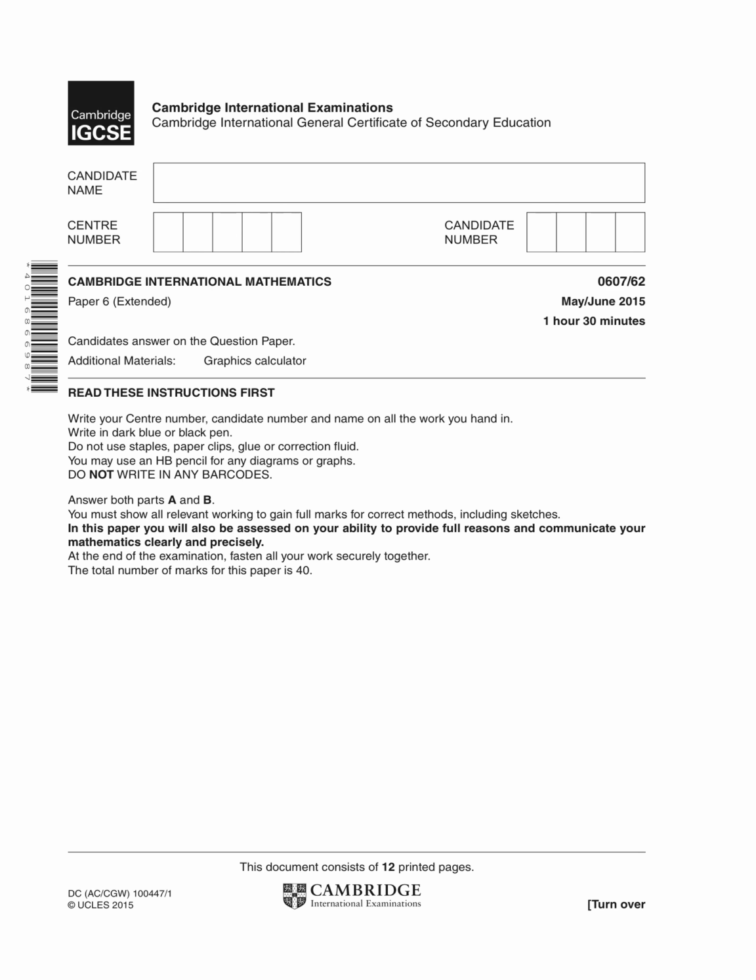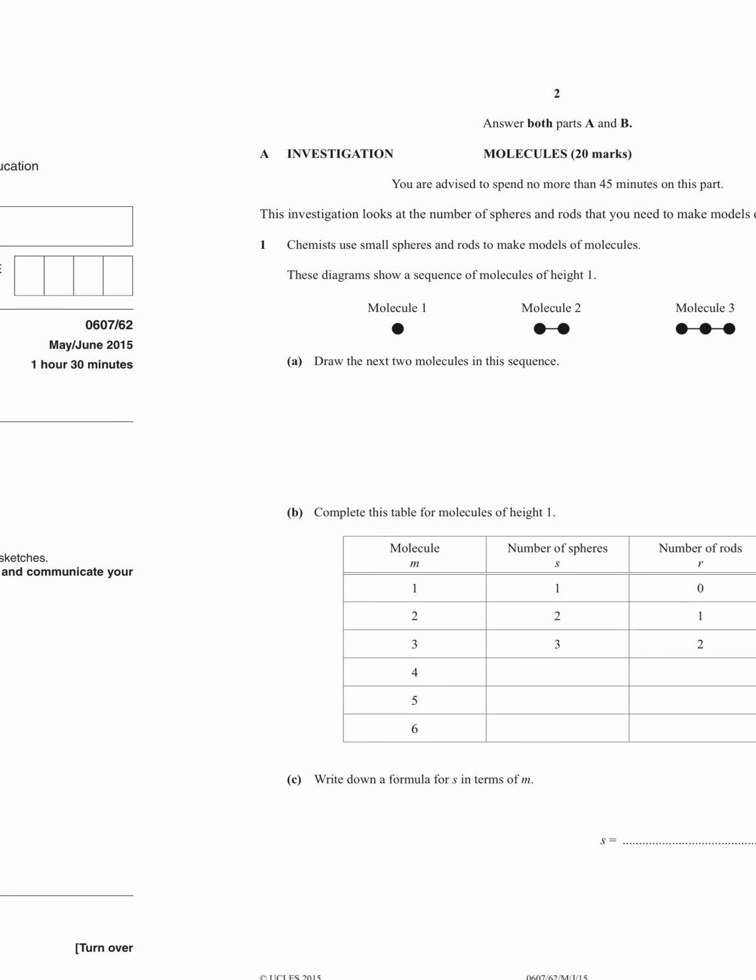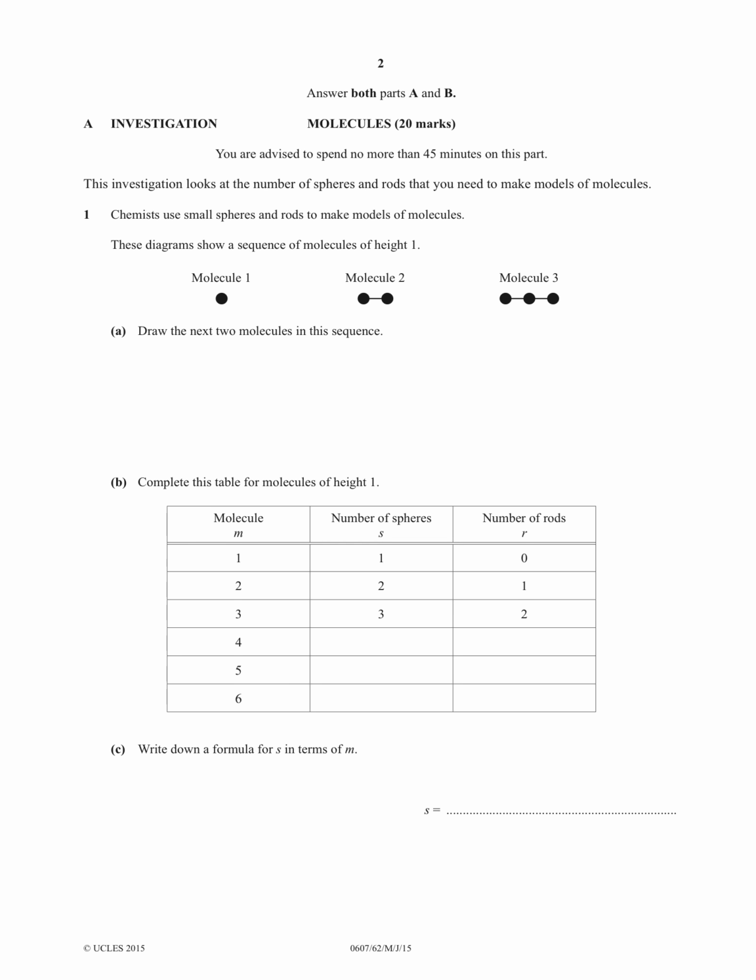Okay, so here's our chance to go through the paper 6 investigation. We'll start working through it and see where the marks are awarded and what we need to be watching for. So first page here, we're obviously doing an investigation, looks at the number of spheres and rods that you need to make models of molecules.